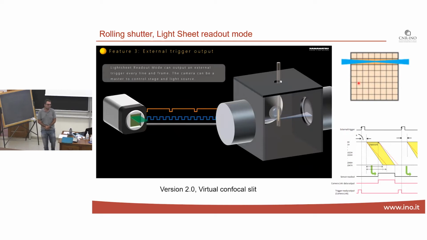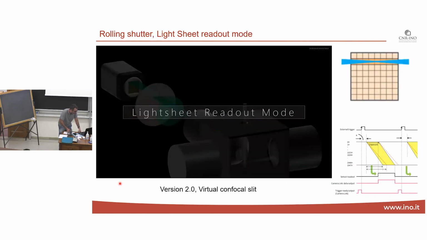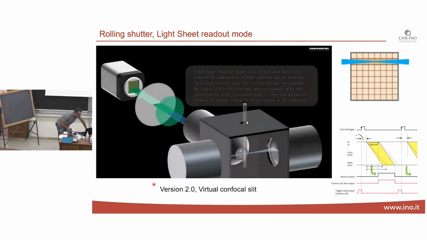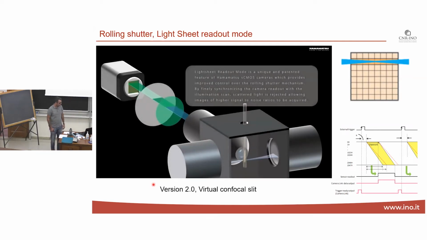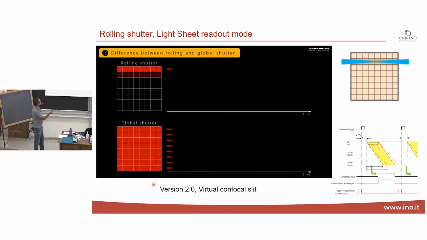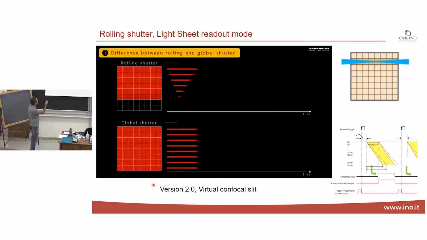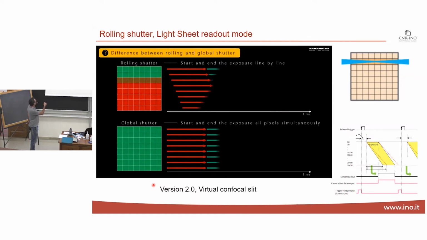A global shutter, that's because you will end up collecting light from portions of the sample that are not, maybe at some point you see this later in this video, where I'm starting the video from the beginning. So this is the light sheet scanned on the sample. Instead of using global shutter, we expose one line at a time.